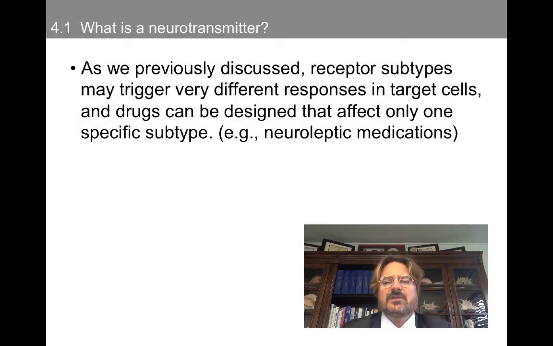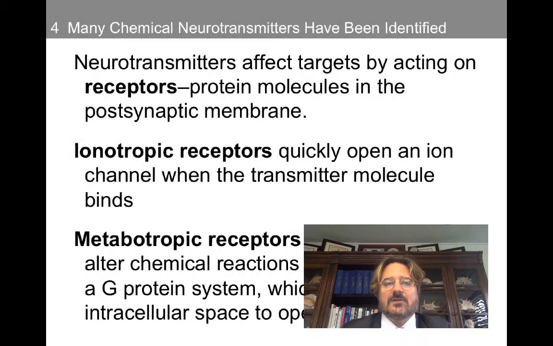So as we previously discussed, receptor subtypes may trigger very different responses in target cells. And drugs can be designed that only affect one specific subtype. We're going to talk about one of these drugs, antipsychotic medications. Believe it or not, they have a particularly strong affinity toward dopamine subtype 2 receptors, which is one of the things that gives them their beneficial effect.